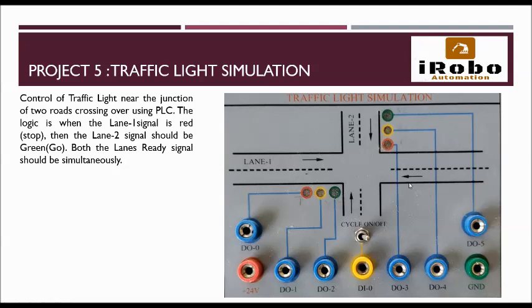So in the traffic control simulation, you know how traffic control works. If lane 1 is green, then lane 2 cannot be green; it should be red. And to change from red to green there is a yellow light in between. So that is the required simulation. This traffic light simulation also could be possible.